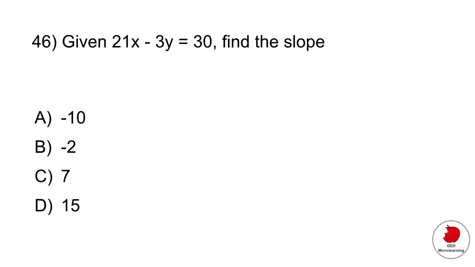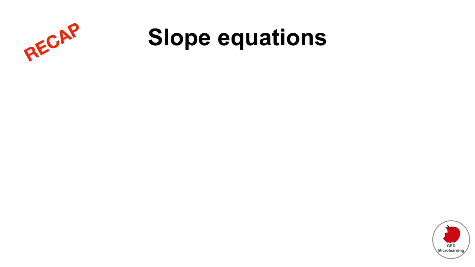All right, so question 46 is a slope problem. They're giving you a slope equation in the form of 21x minus 3y is equal to 30, and they're asking you to find the slope. So let's quickly recap slope equations.